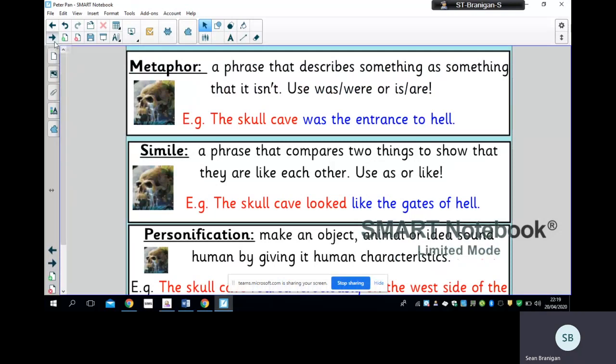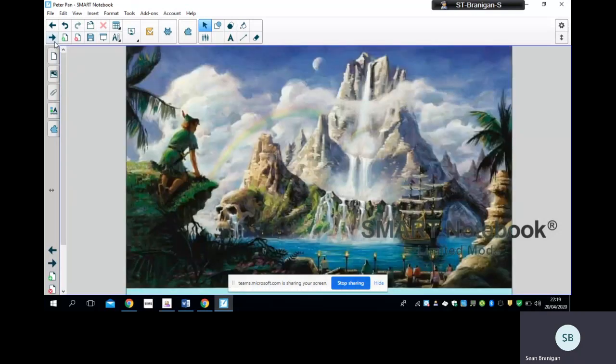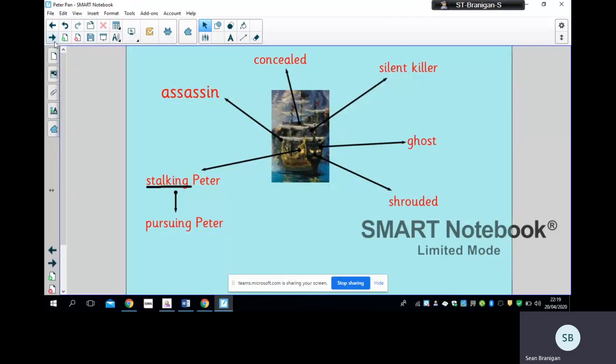Okay, so let's go on and have a look at a few examples. So once again, like I said earlier on, children, I looked at the picture that we used yesterday for our writing. And yesterday, you were looking at prepositions. Now, if you want to include those today, that would be great again.